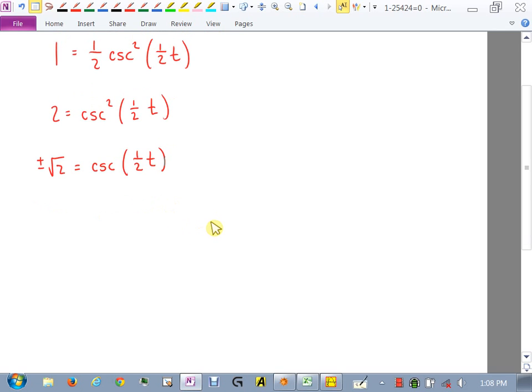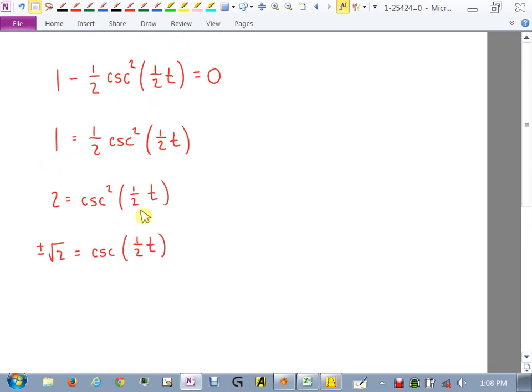And now I have to figure out when is cosecant of something equal to positive or negative root 2. This might be difficult for you to remember. Cosecant is 1 over sine, isn't it?